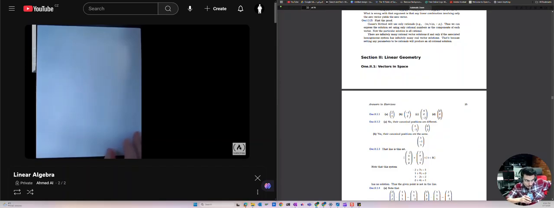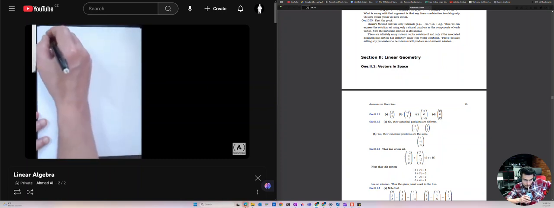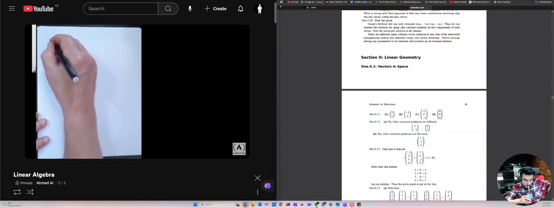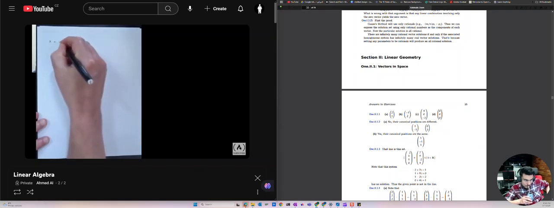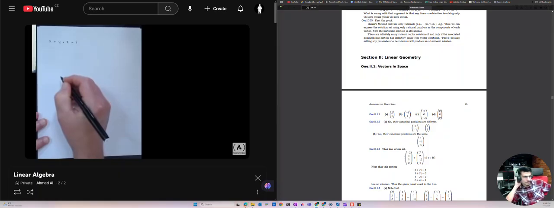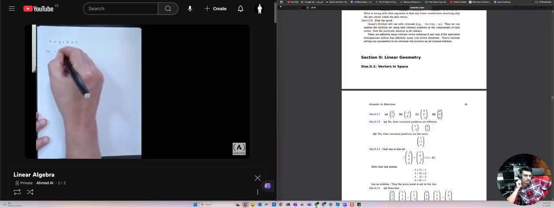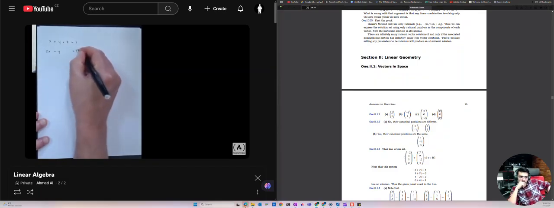The idea with these systems is to produce, for example, infinitely many solutions. You might produce an equation that is redundant on the other two, that is just a repeat of the other two. So let's have a look here. Let's see. How about something like x plus y plus z equals 1. 2x minus y equals 5.